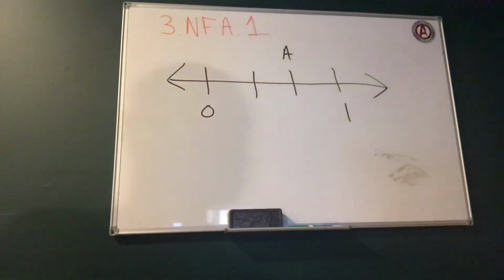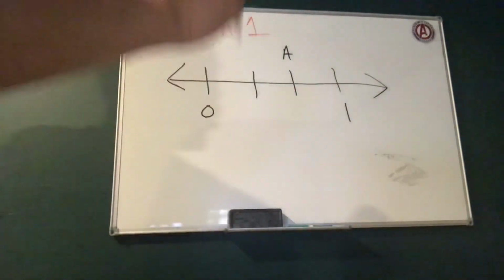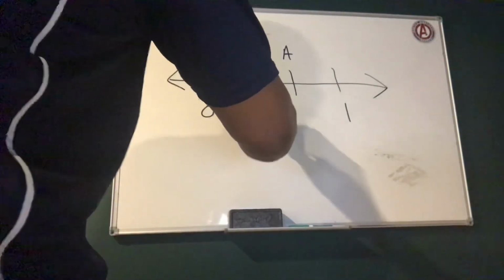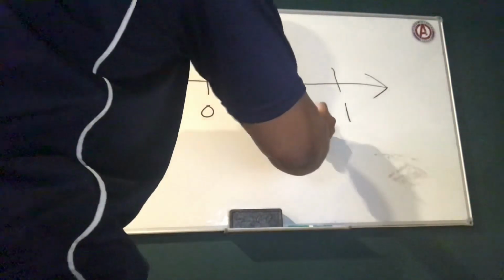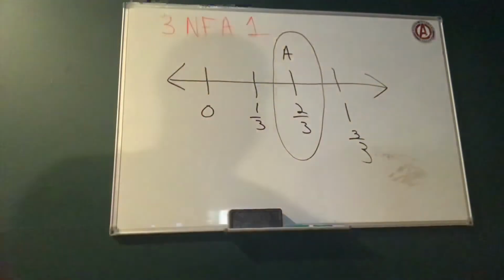And it'll be your job to tell me what fraction is at letter A. Once again, you're going to use that same concept. You're going to count the marks. So I have 1, 2, 3. So I know this number line is divided into 3 pieces. 1/3, 2/3, and then 3/3. So I know the fraction that is at letter A is 2/3.